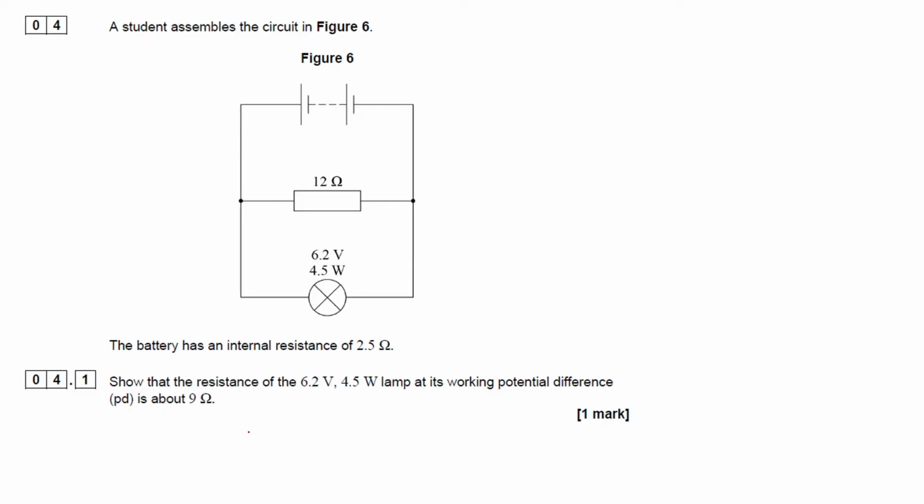So since we've been given the power of the bulb and the voltage across it, we can use P equals V squared divided by R. Rearrange that to get R equals V squared divided by P. So that's 6.2 squared divided by the power of 4.5, and you get 8.54 ohms. Okay, so we want to write it to more than one significant figure, since it's a show that question.